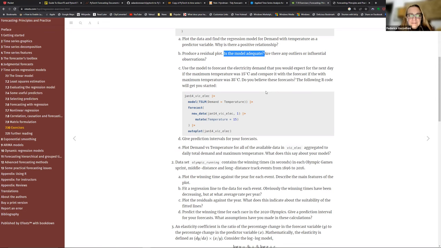Then you're going to change the maximum temperature. And now you're going to say, okay, what if the maximum temperature is going to be 35 degrees? So you're going to have two forecasts now, one with 15 degrees and one with 35 degrees. And the question is, do you believe this forecast? One hint: we already know what the temperature and the actual demand was for February because we have the data, so we can compare. One of them is going to be less ideal than the other. But I don't want to spoil the surprise.